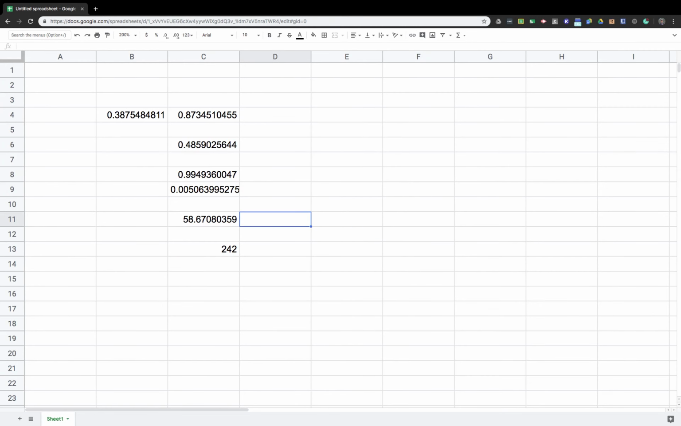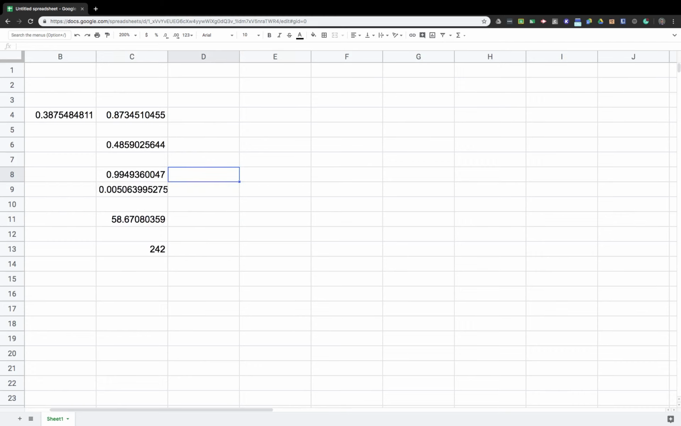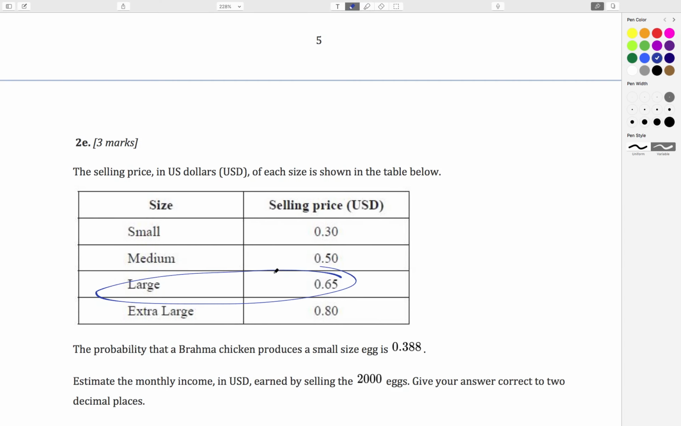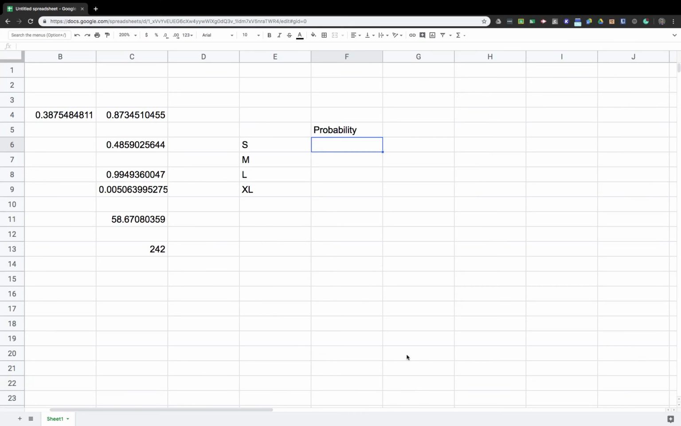I'm going to make a table over here. I don't want to lose everything. So my categories are small, medium, large, extra large. Here I'm going to write down my probability. Probability of getting a small egg is given, which is 0.388. I could calculate it, but I'm just given it already, so 0.388.